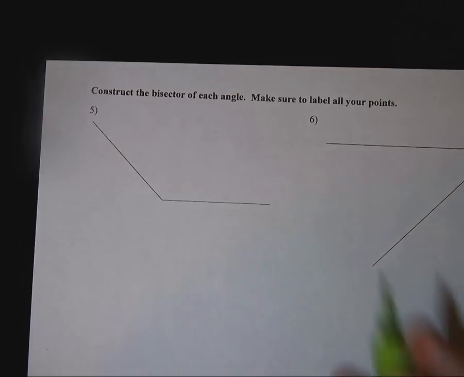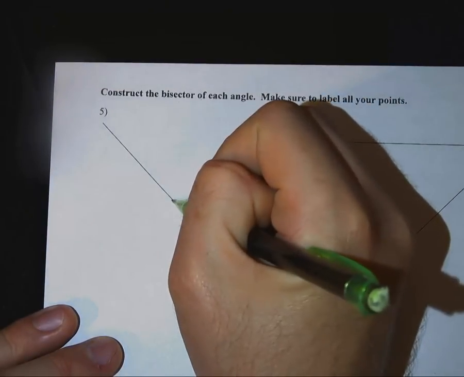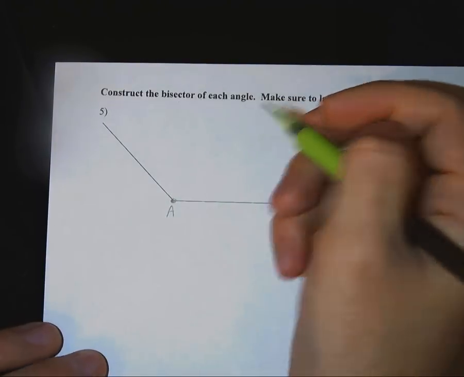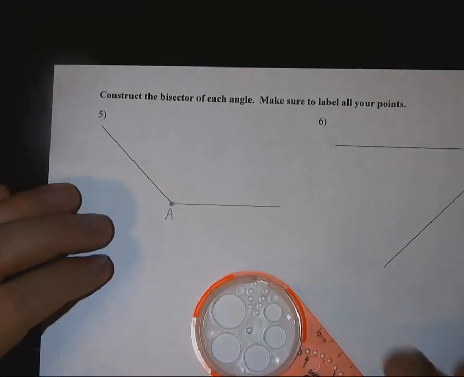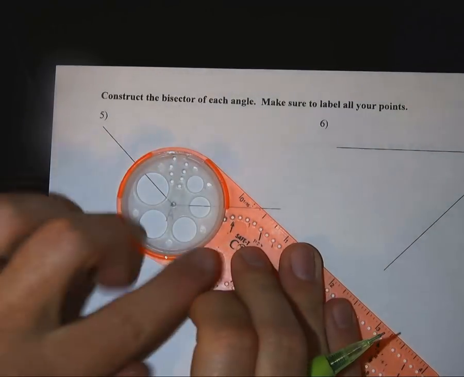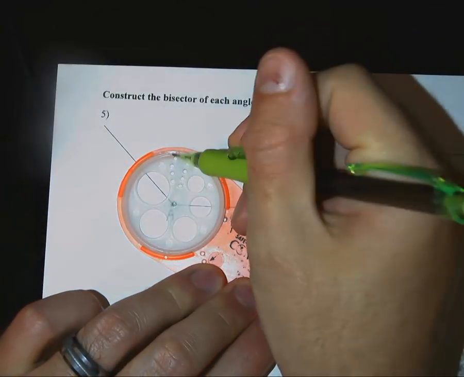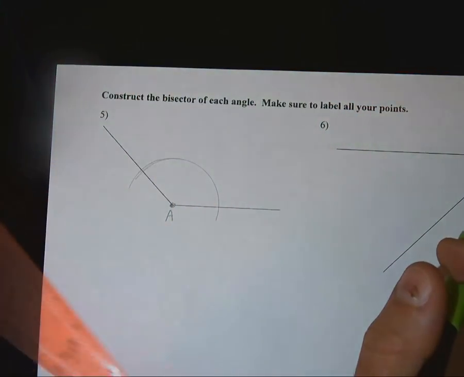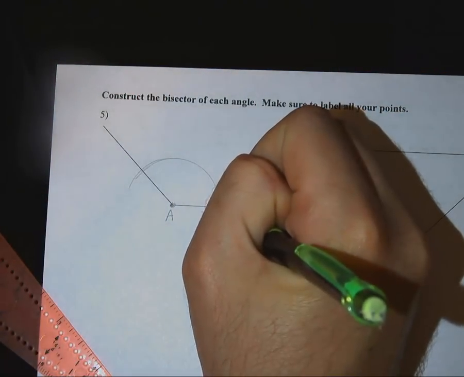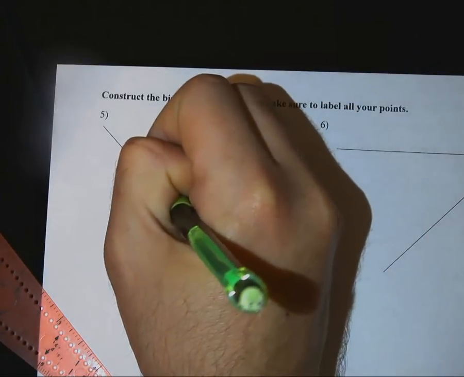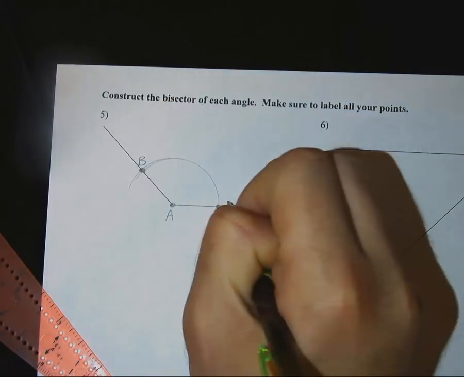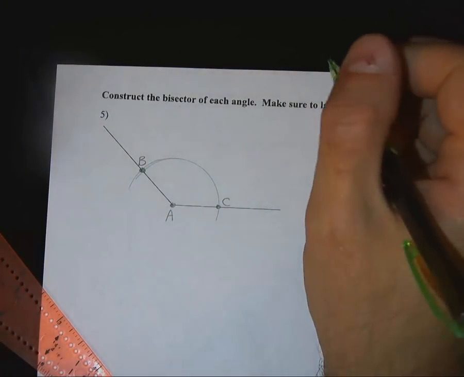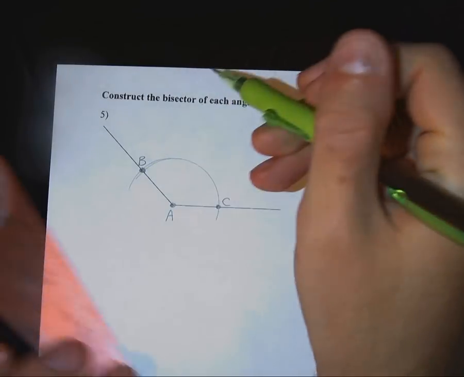Just jump right in. Number 5 here, we have a vertex here on this angle. I'm going to call that vertex A. And I'm going to draw a circle. In fact, I'm going to do a smaller circle this time. It's a little easier on here. I'm going to draw this little circle right here. Let's label some of these points. So this one B, and this one C.